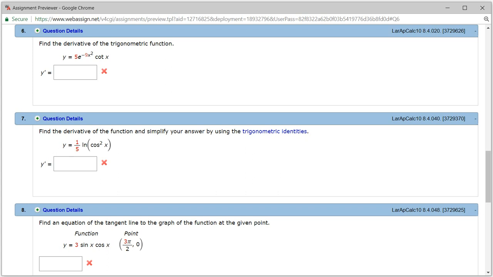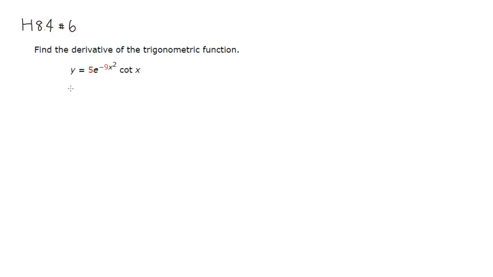All right, let's look at the homework 8.4 following function here. All right, so let's do that. So y prime is equal to... 5 is just a constant multiple here, so I'm going to just put 5 in front.